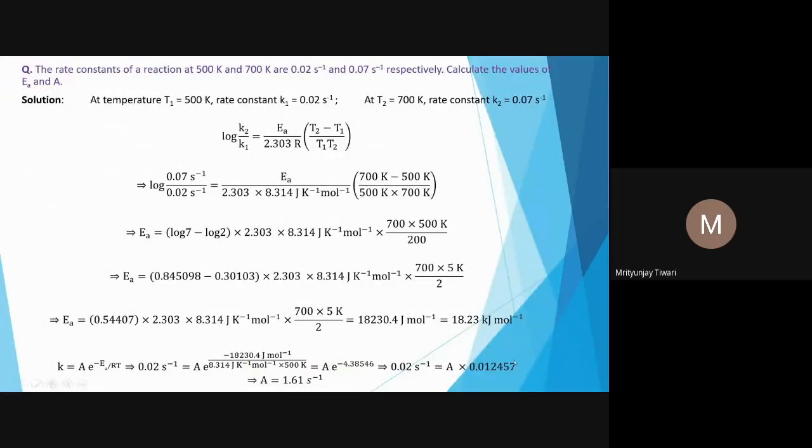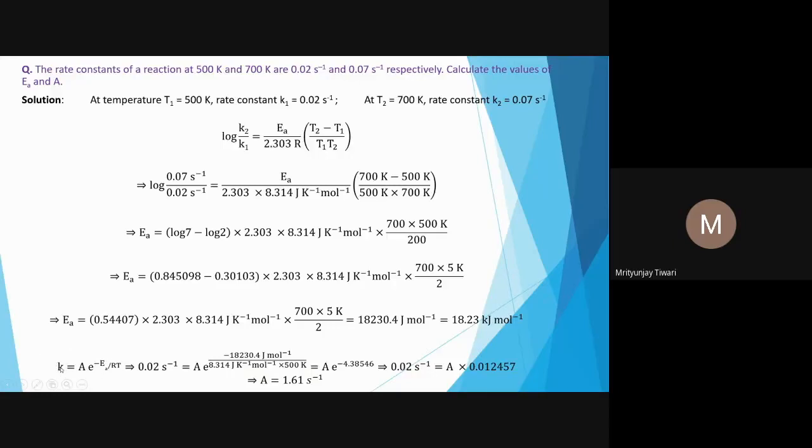So this joule per mole one can also write as kilojoule per mole when you report the final value. Sometimes it is given that way. To convert this into kilojoule per mole, one can write 18.2304 into 10 to the power 3 joule per mole, and 10 to the power 3 one can write as K, the kilo. So that will be equal to 18.23 kilojoule per mole. Now we know the value of activation energy we have calculated, and from there one can also calculate the pre-exponential factor using the Arrhenius equation.